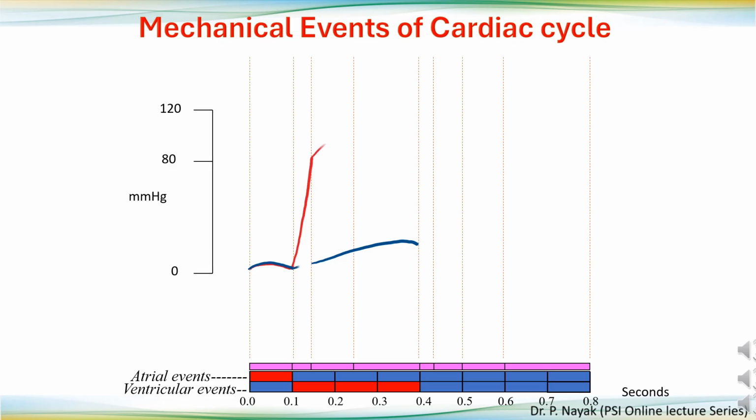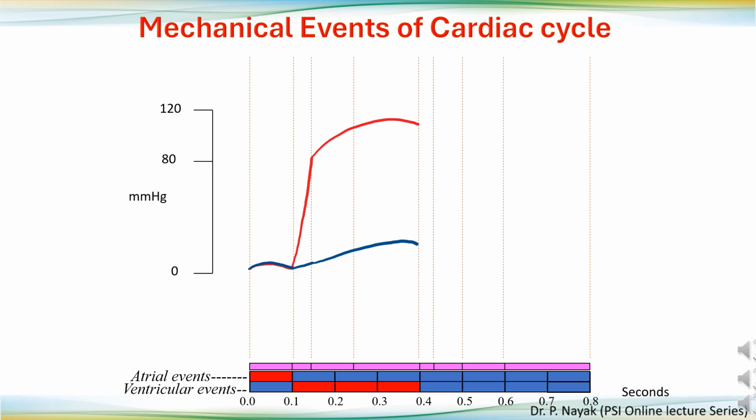Simultaneously, the ventricles continue to contract. This indicates the rapid ejection phase. During the slow ejection phase, the pressure continues to rise, and the volume continues to decrease. However, both processes occur at a slower pace.